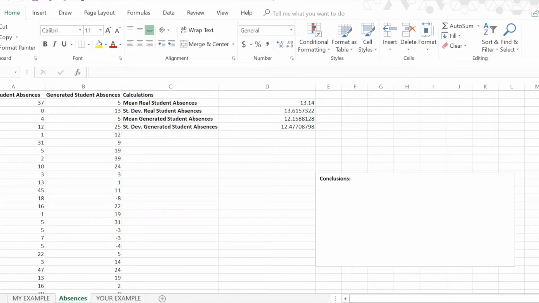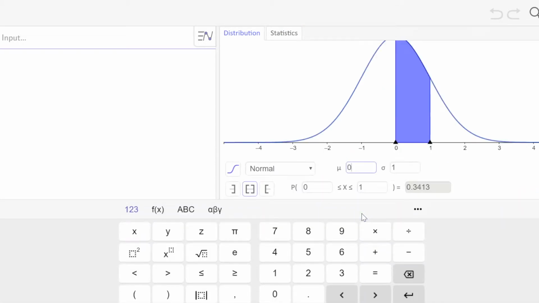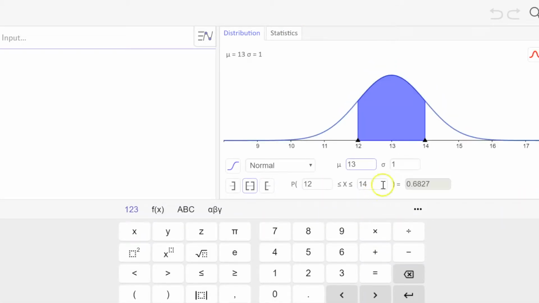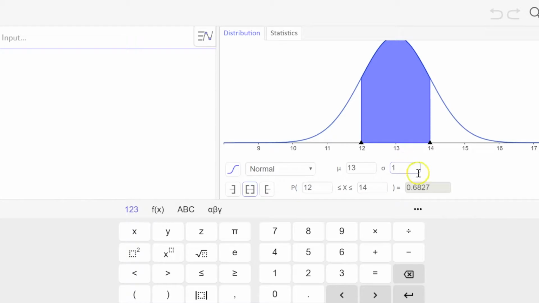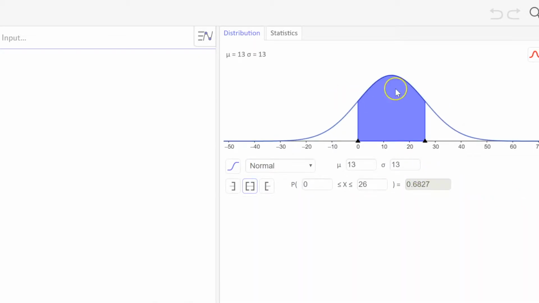I'm just going to show you in GeoGebra what that distribution looks like. I've opened GeoGebra for our visualization. Here we had a mean of 13, I'm just going to round for the sake of this, and a standard deviation of 13. If we look at our general picture of the normal curve, our mean is right here at 13. If I go one standard deviation each way, I'm already at a value of 0, with an upper bound of 26. That's 68% of my data.